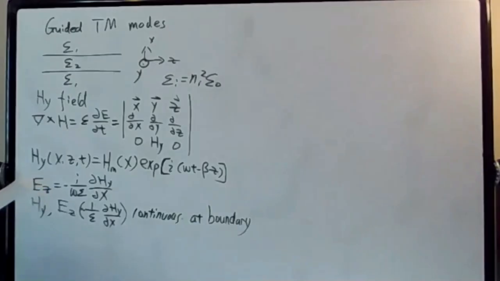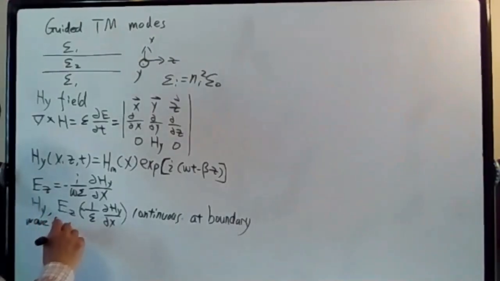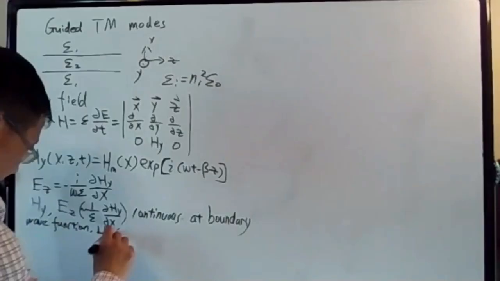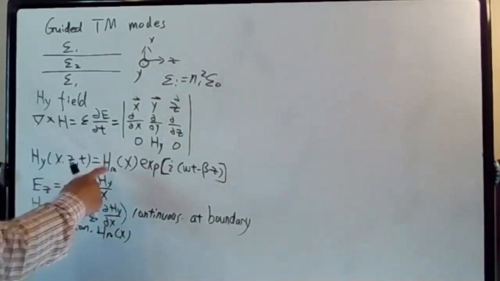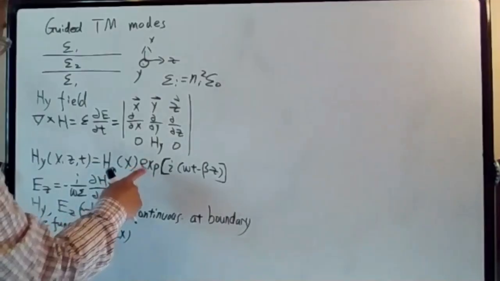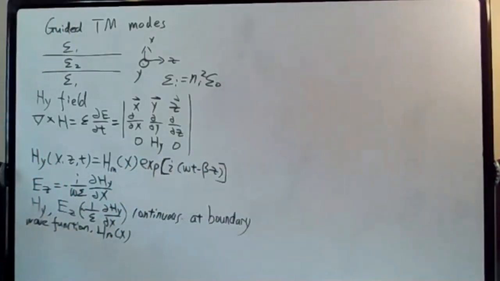Okay, now we have that and our wave function, right? So I think I have the space here. So the wave function, HM of x, right? So this is HM of x, times the exponential i omega t minus beta z, right? So in this case, we have HM is HM. Do I have space? Let me write it here.